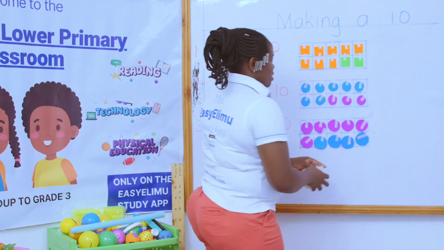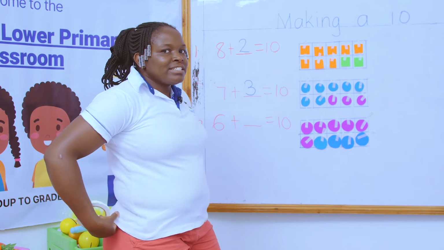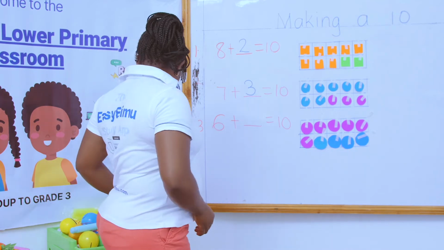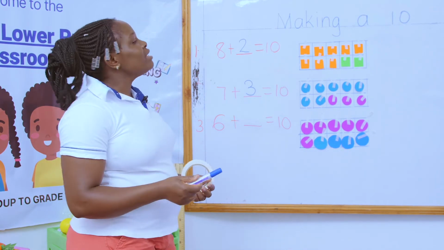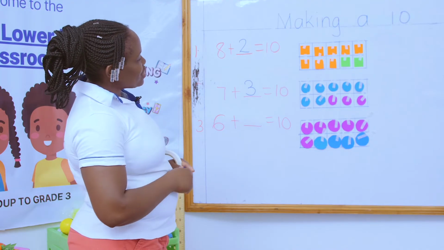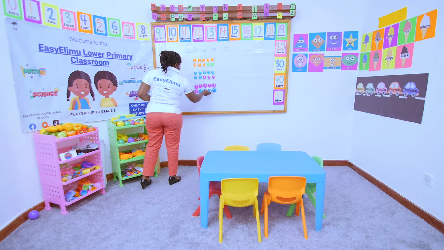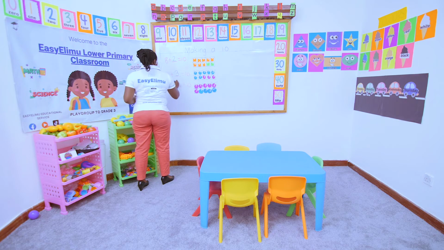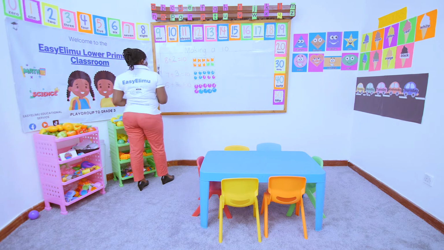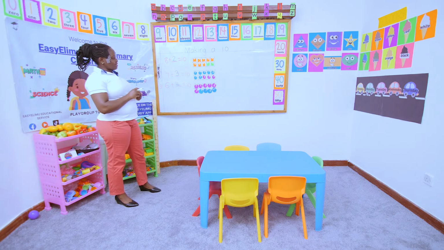And now, what have you realized? Janet was missing how many counters? How many counters was Janet missing? Someone help me. Yes, John. How many counters was Janet missing? 1, 2, 3, 4. So we realized that 4 plus 6 will make a 10.